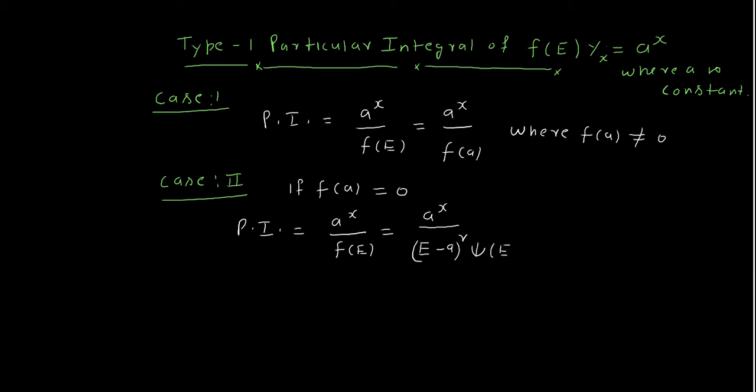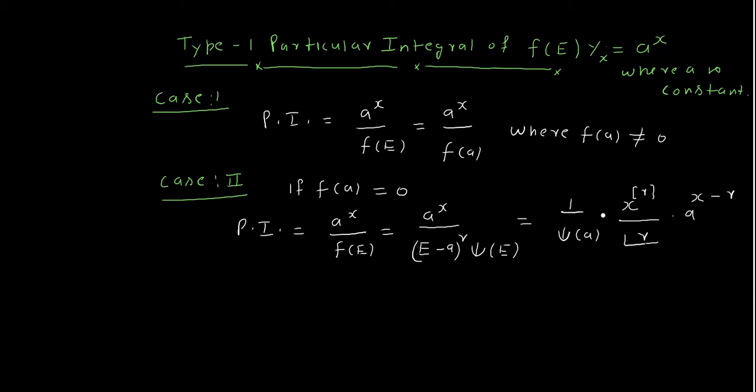The value of this particular integral, as we proved earlier, is a to the power x, here 1 upon phi of a, into x to the power r in factorial notation, that is x^(r) upon factorial r, into a to the power x minus r.